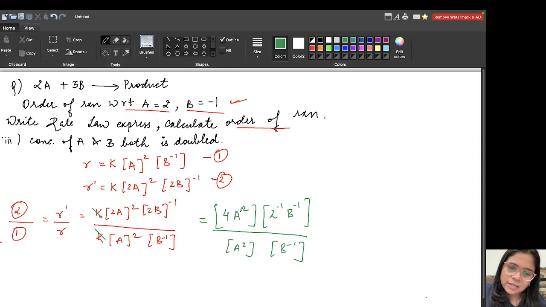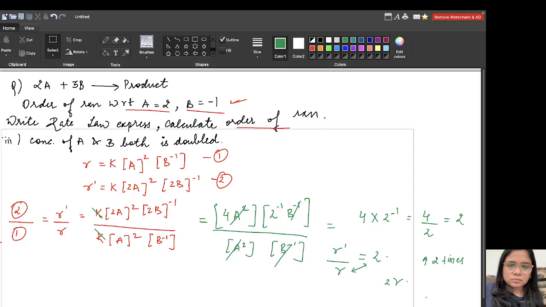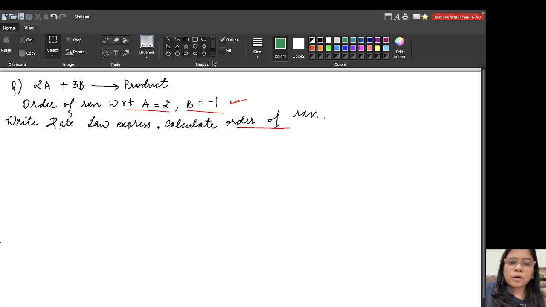What all things can get cancelled? This thing will get cancelled, this thing will get cancelled. What is left? 4 into 2 raised to the power minus 1, which is equal to 4 divided by 2, which is equal to 2. So r dash by r will be equal to 2, and if you cross multiply, 2r, right? So it means rate is again increasing 2 times. Okay, the fourth part. Very easy, you just need to properly divide it.